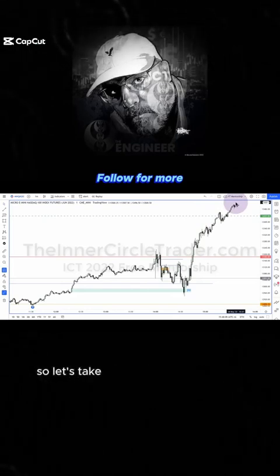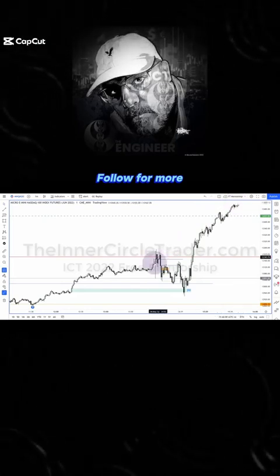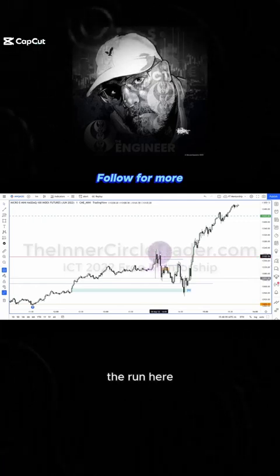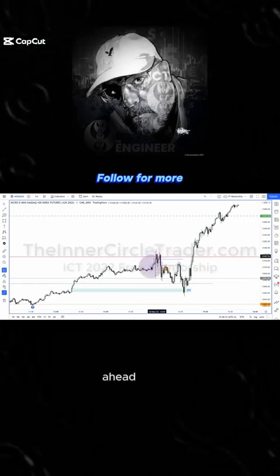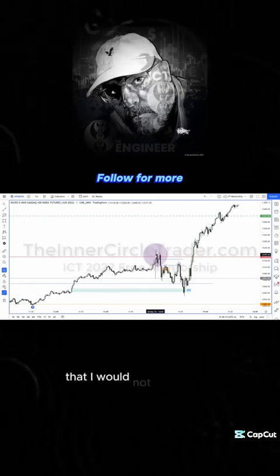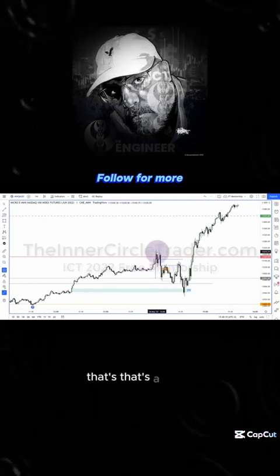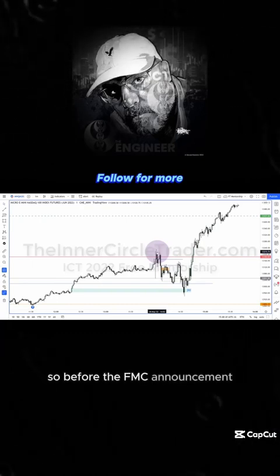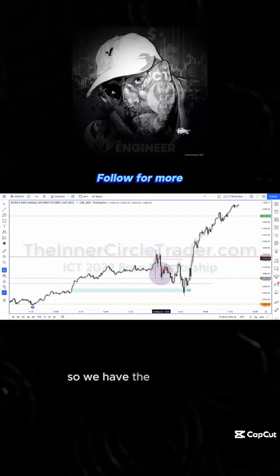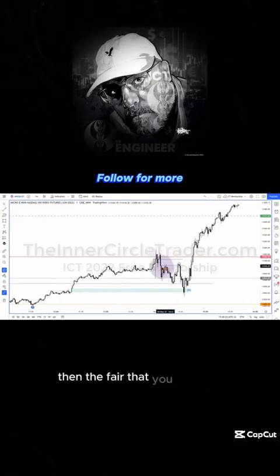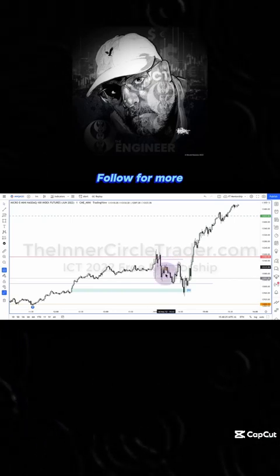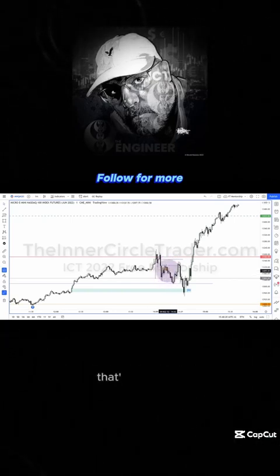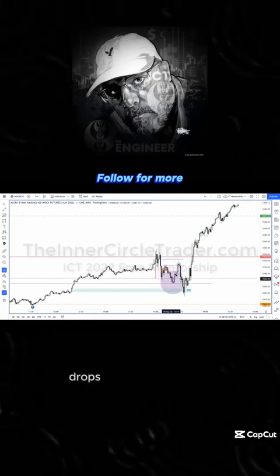Okay, so let's take a look at some of the trades. We've got the run here ahead of FOMC. That I would not count. Okay, that's a setup, but that's a gambler's. So it's before the FOMC announcement. Then we have the drop down, then the fair value gap here. So that's trade one. You return back to the fair value gap here. That's trade two.